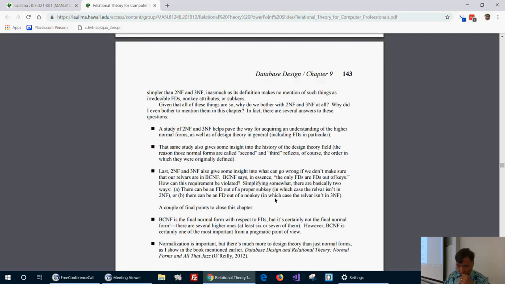BCNF says, in essence, the only functional dependencies are functional dependencies out of keys. How can this requirement be violated? Simplifying somewhat, there are two basic ways. There can be a functional dependency out of a proper subkey, in which case the relvar is not in 2NF. That makes sense, because the functional dependencies have to be out of the whole keys. Or there can be a functional dependency out of a non-key, in which case it's not in 3NF.